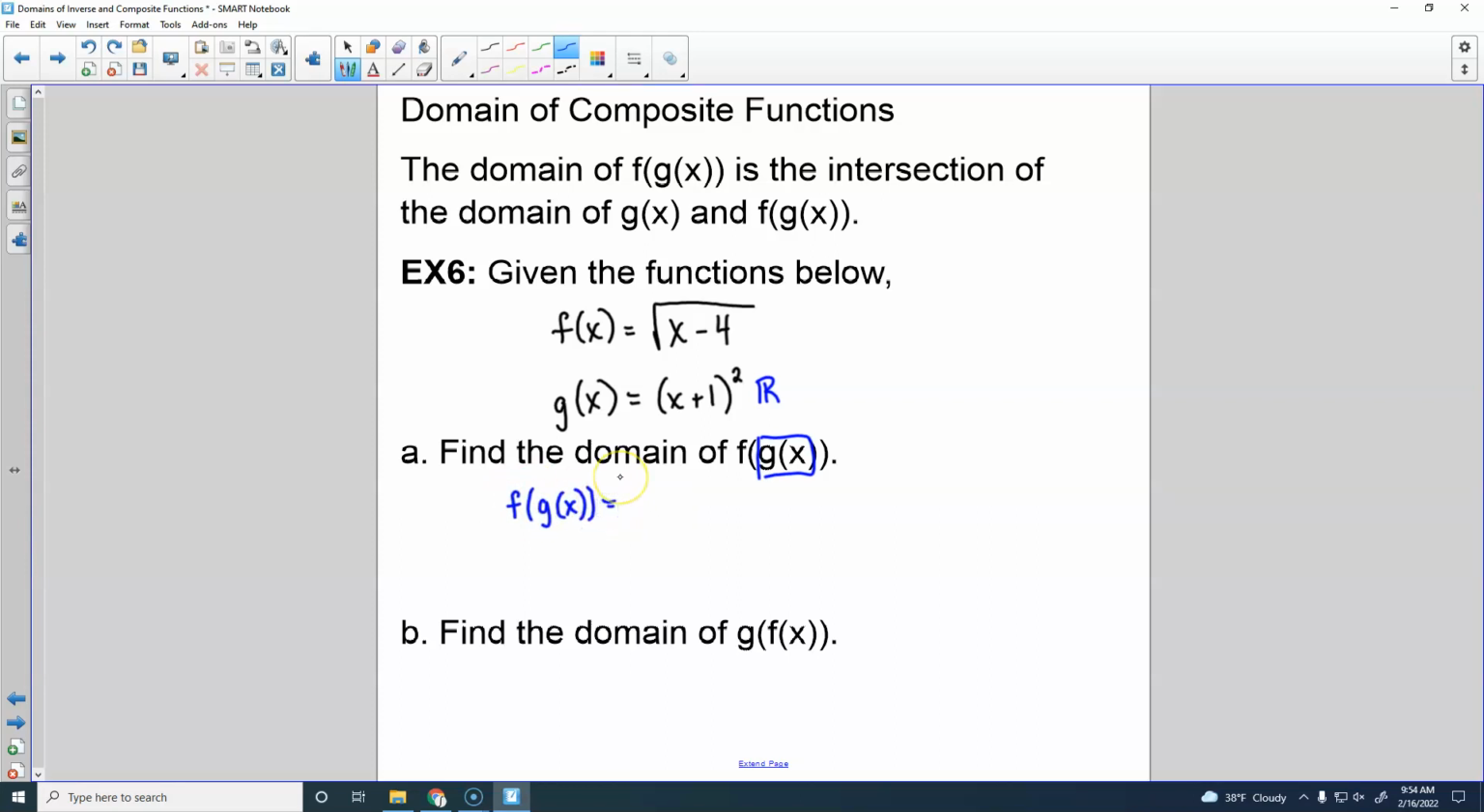Not just f, but f of g of x. So if we do the square root of x plus 1 squared minus 4.